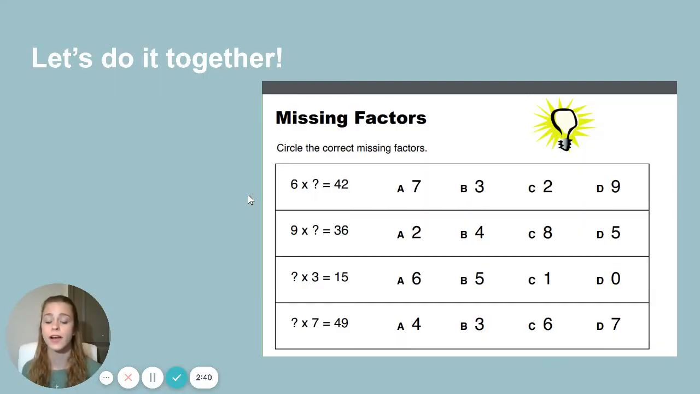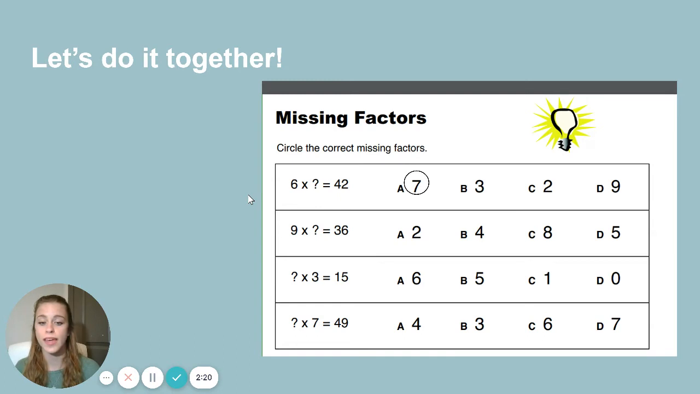Now let's go ahead and do it together. I'm just going to write through them, and if you guys want, you can pause this video and work through the problems either in your head or on a scratch piece of paper. Okay, so 6 times blank equals 42. 6 times 7 equals 42.